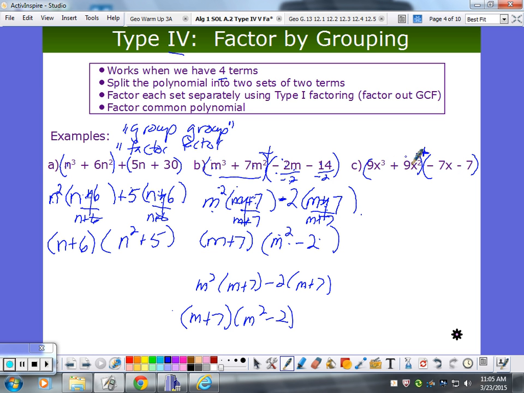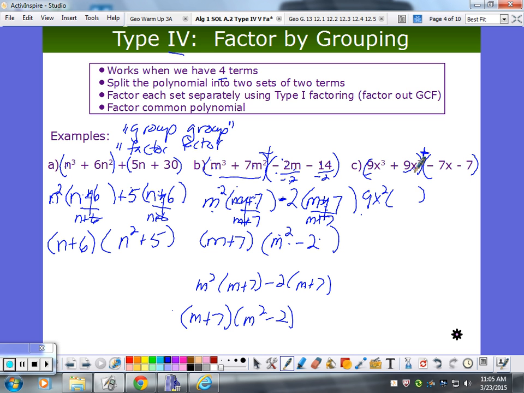Greatest common factor of 9x cubed plus 9x squared. I'm going to ask you, what's the greatest common factor between 9x cubed and 9x squared? Well, look at the numbers. The greatest one is 9x squared, right? When you factor that out, what's left?